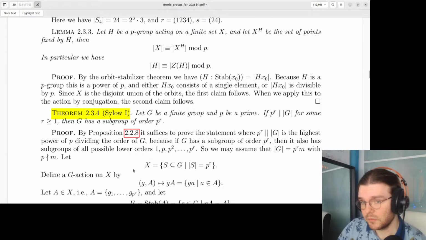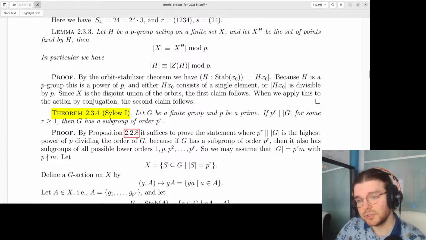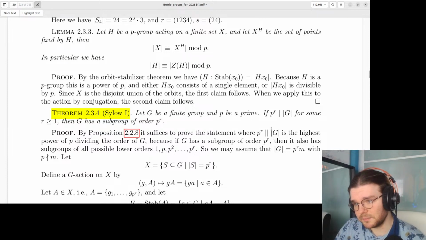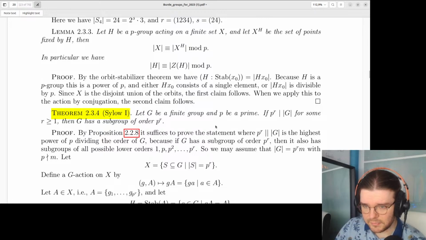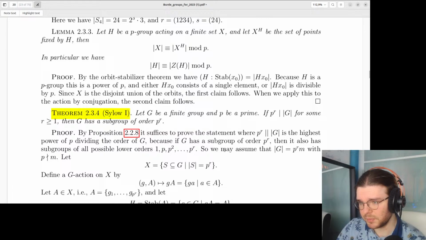By proposition 2.2.8, it suffices to prove the statement where P to the R dividing G is the highest power of P dividing the order of G. Because if G has a subgroup of order P to the R, then it also has subgroups of all possible lower orders, 1, P, P squared, up to P to the R.